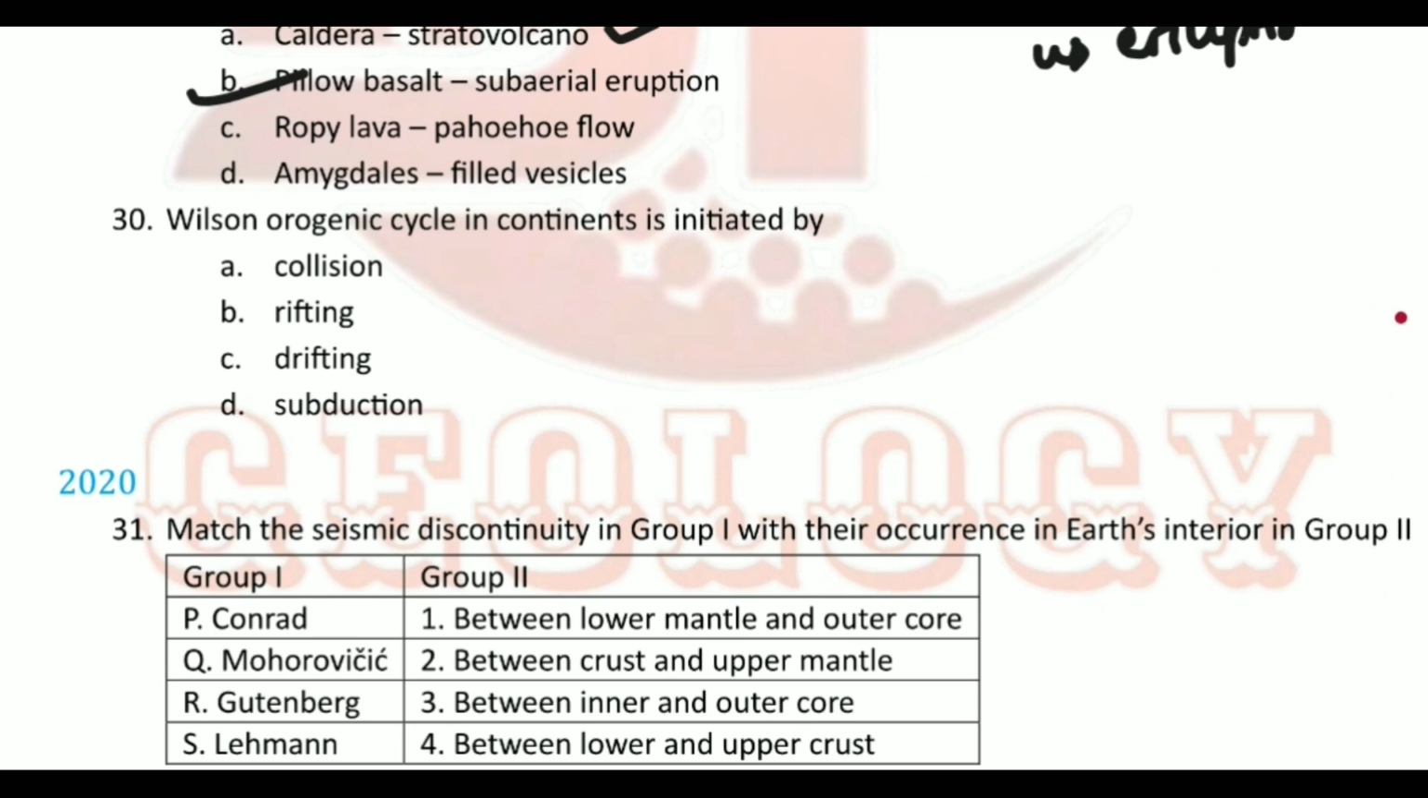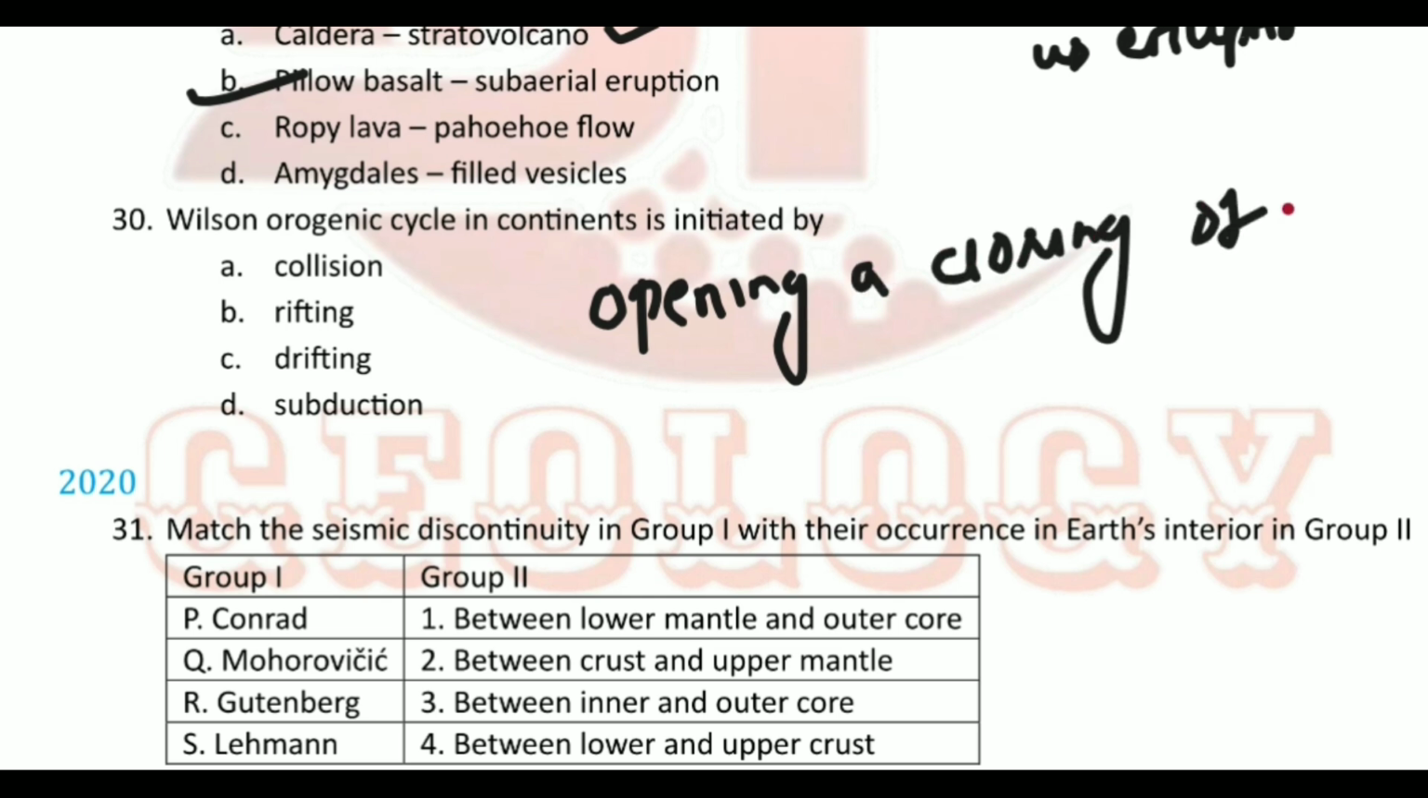Wilson orogenic cycle in continents is initiated by? The Wilson cycle is the opening and closing of an ocean basin. Opening starts with rifting and closing happens by collision. The answer will be rifting.